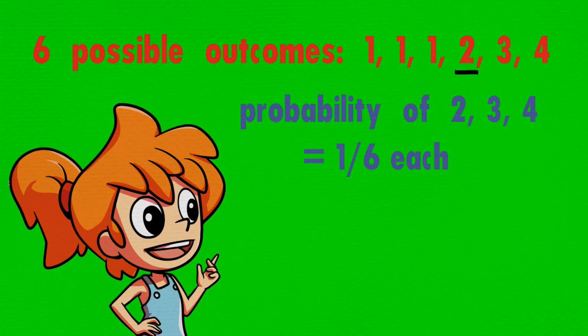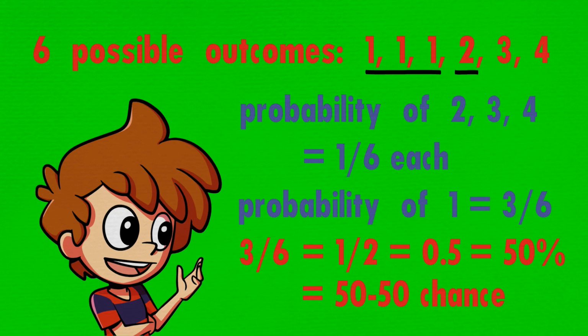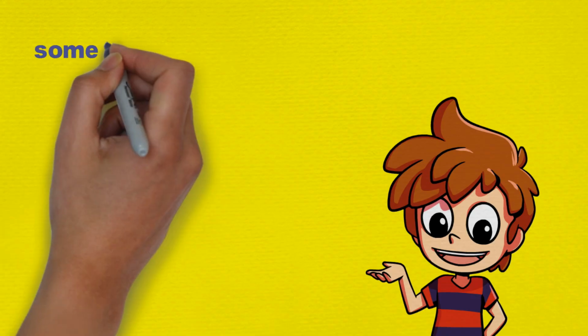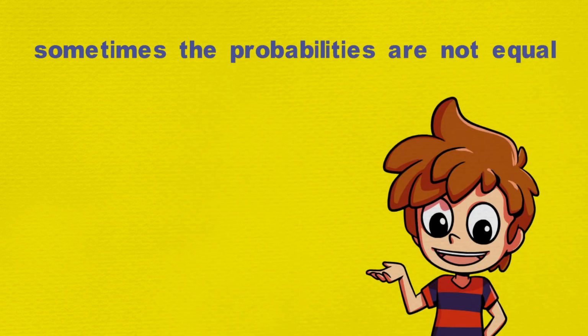However, the probability of rolling a 1 is 3 chances in 6, which can be expressed as 3/6, 1/2, 0.5, 50%, or a 50-50 chance. Yes, Min, probabilities can be expressed as a fraction, a decimal, or as a percentage, just as you say. And it's true that sometimes the probabilities in a game are not equal.